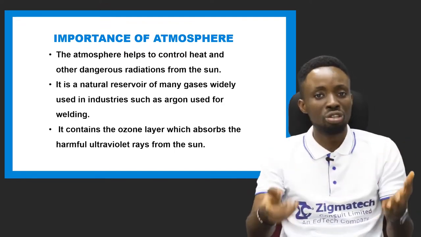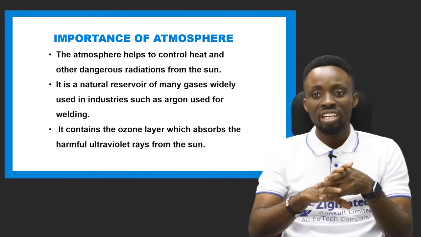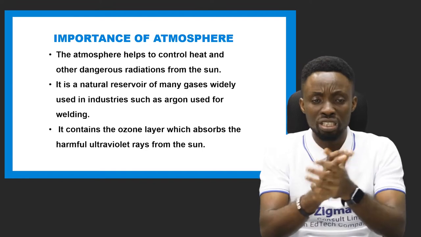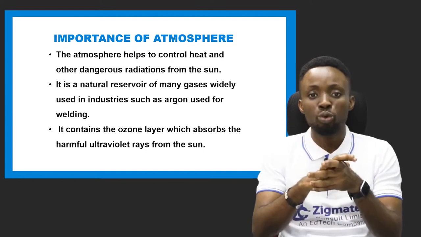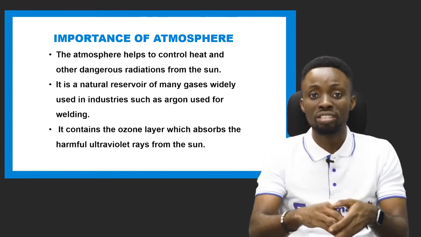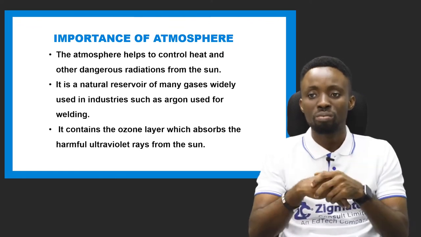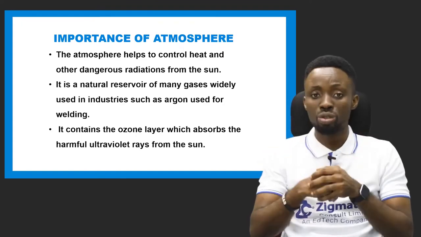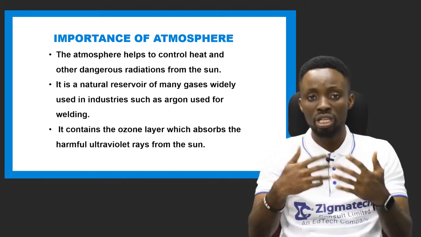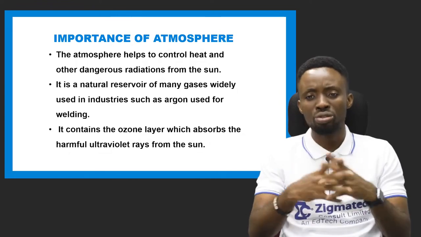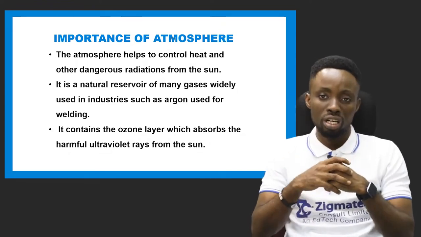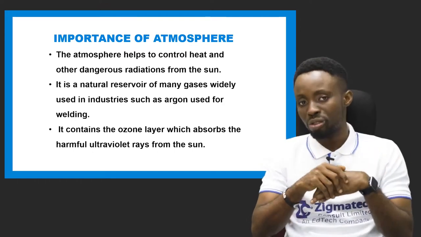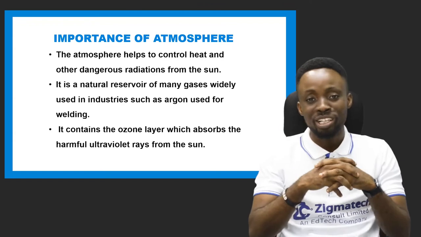And the atmosphere also is a natural reservoir of many gases. Gases that we use in the industries today, like nitrogen and oxygen, we actually have a large reserve of it in the atmosphere. And even in the welding industry, to be precise, we also make use of argon. And this argon is a noble gas that can be found in the atmosphere. And also, the atmosphere, like I said, contains ozone. Ozone is O3, that is 3 atoms of oxygen. And this ozone actually helps the Earth to avoid the harmful effect of UV radiations coming from the sun.